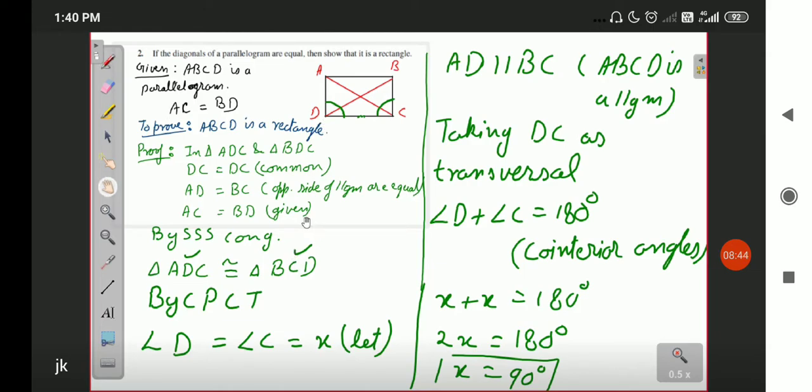So the last line that you will be writing is, since interior angles of a parallelogram are 90 degrees, therefore ABCD is a rectangle. The last line you will be writing is, since interior angles of this parallelogram are 90 degrees, or you can say right angles, therefore ABCD is a rectangle.